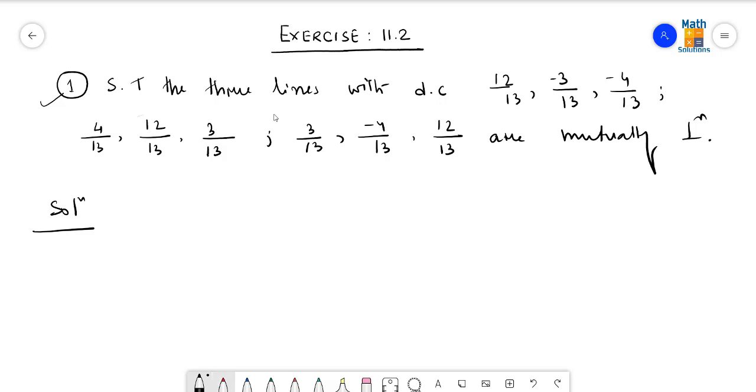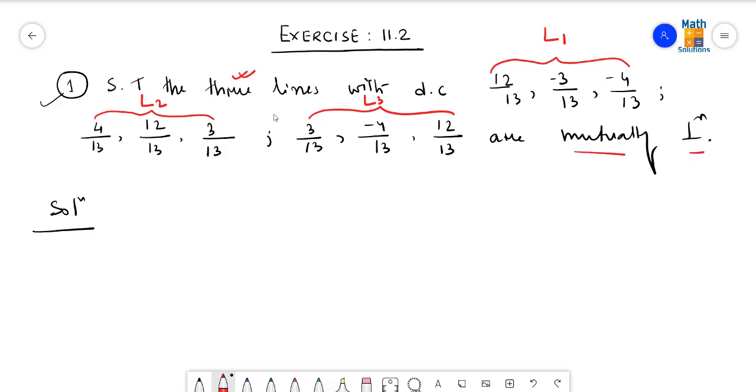This set is the set of direction cosines for the first line, say capital L1. Then these are the direction cosines of the second line, say capital L2, and these are the direction cosines of the third line, say capital L3. We are to show that these three lines are mutually perpendicular. Now we have to take three cases here, one for L1, L2, then the second case should be for lines capital L2 and L3, and the third case will be for L1 and L3.